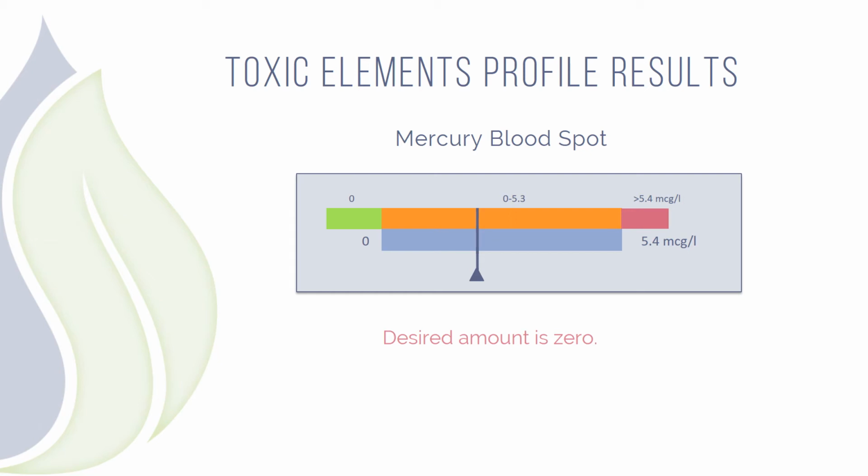The laboratory reference range for mercury is between 0 and 5.4 micrograms per liter. We consider the desirable amount of mercury in the body to be 0. The range from 0 to 5.3 is moderately elevated, and anything greater than 5.4 micrograms per liter is elevated and potentially toxic.